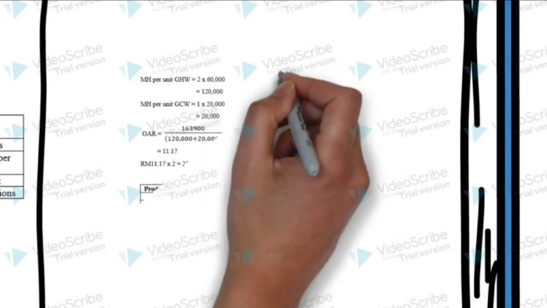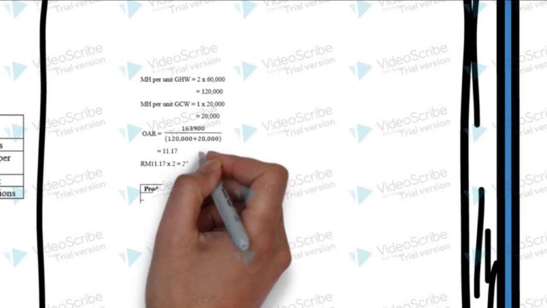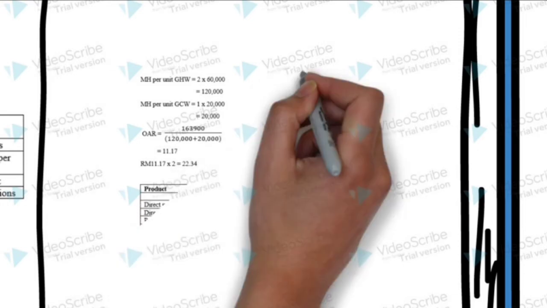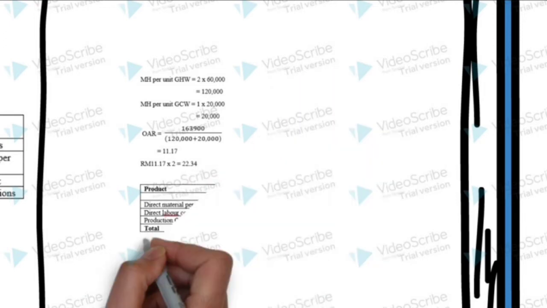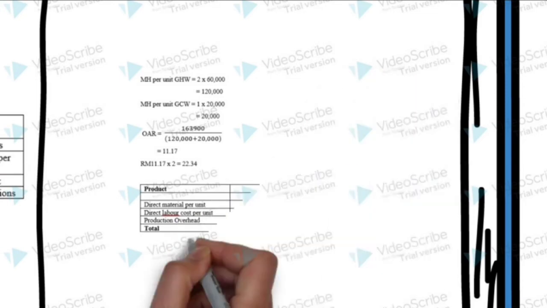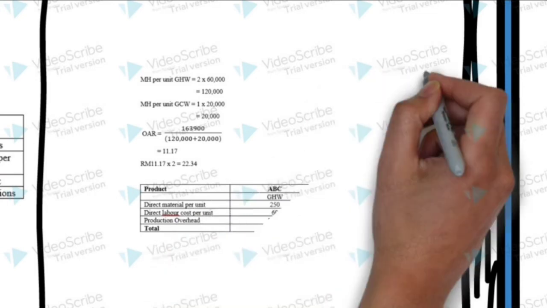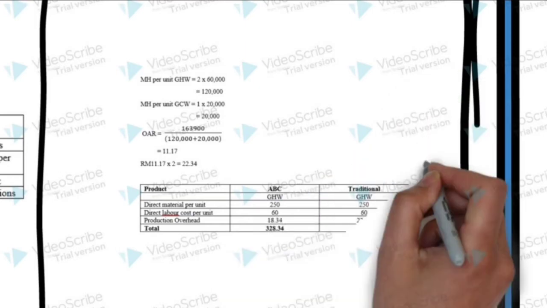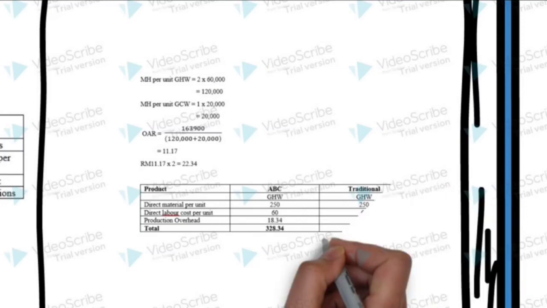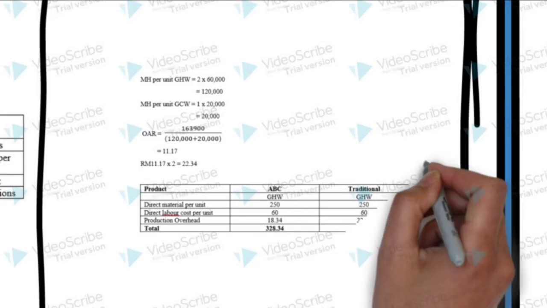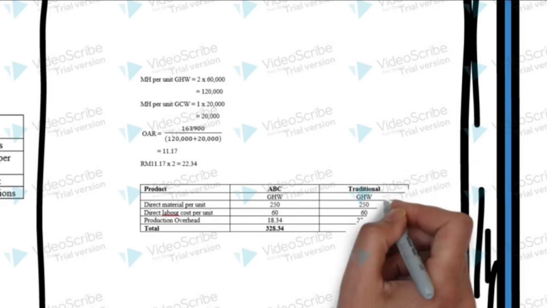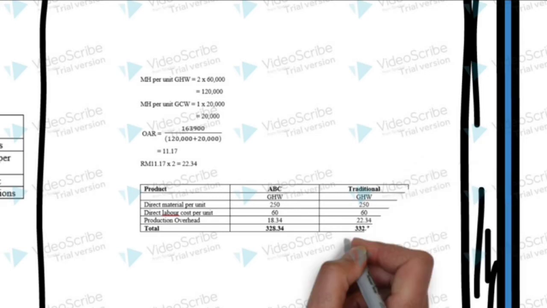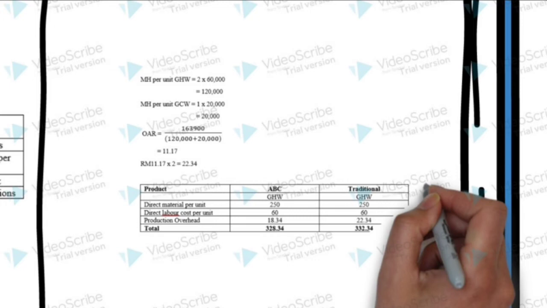Next is the total machine hours for Great Healthy Water GHW, which is 120,000. For Great Clear Water GCW it is 20,000. And the OAR is equal to 163,900 divided by 120,000 plus 20,000, equal to 11.17. 11 ringgit 70 cents times 2 equal to 22.34. 163,900 in the OAR formula we get from the total overhead cost.